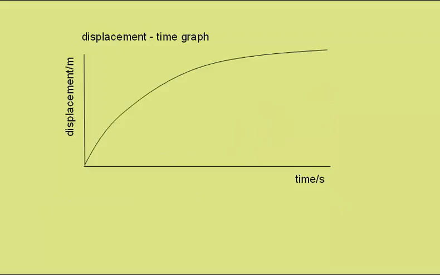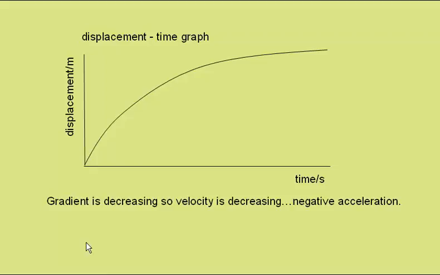In this case, the gradient of the line is decreasing, therefore the velocity is decreasing. We could call this deceleration, but strictly speaking, at A level we ought to call it negative acceleration. So, when the gradient is decreasing, velocity is decreasing, and we have negative acceleration.